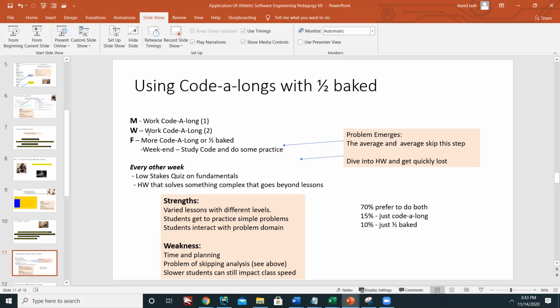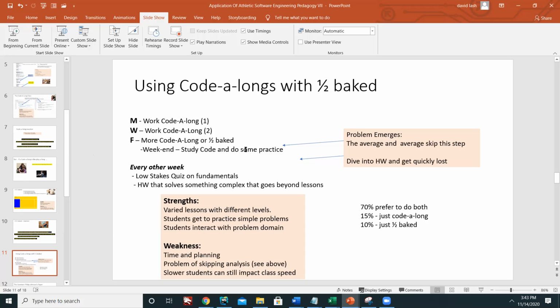And then we have, like every other week, a homework that is bigger. It makes them synthesize a couple weeks of activity. And so the idea is to try to synthesize this in an even larger problem or project that puts things together.